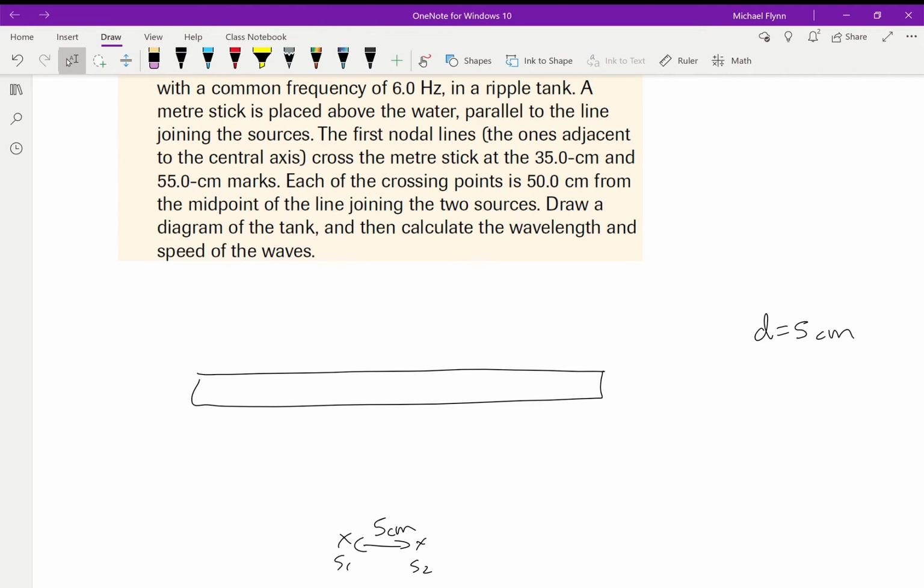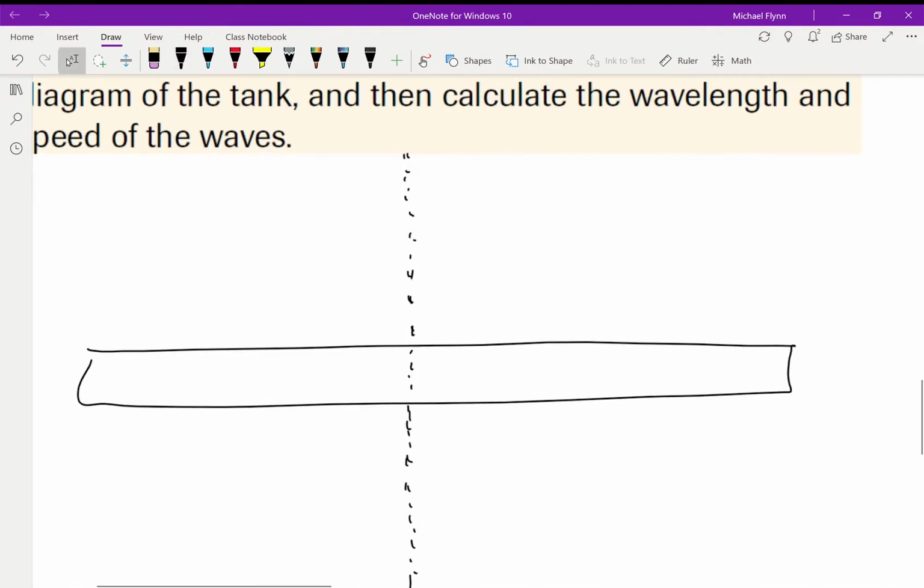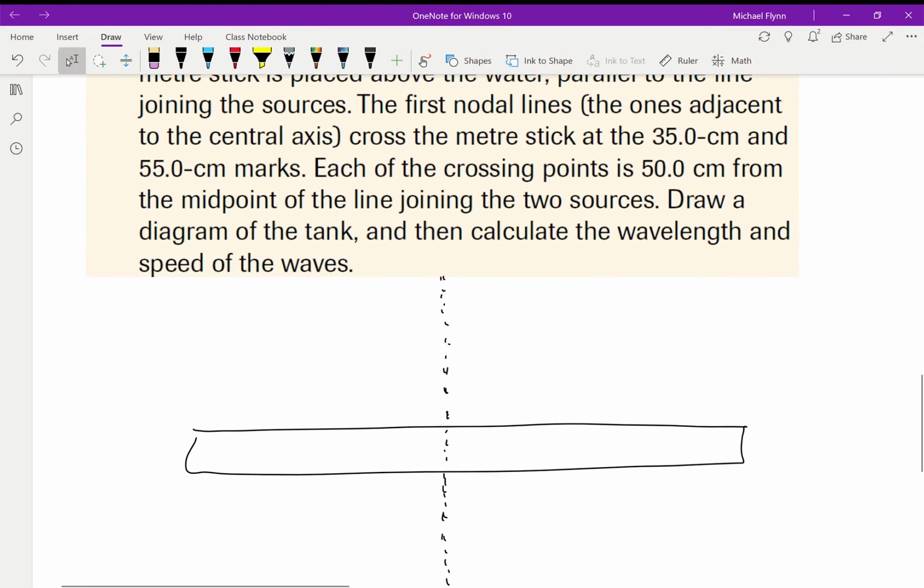So I'm going to draw in black the perpendicular bisector. Okay, like that. That is not a nodal line. In fact, down the middle, it's never a nodal line. It's always an antinode, okay, with double slit interference.